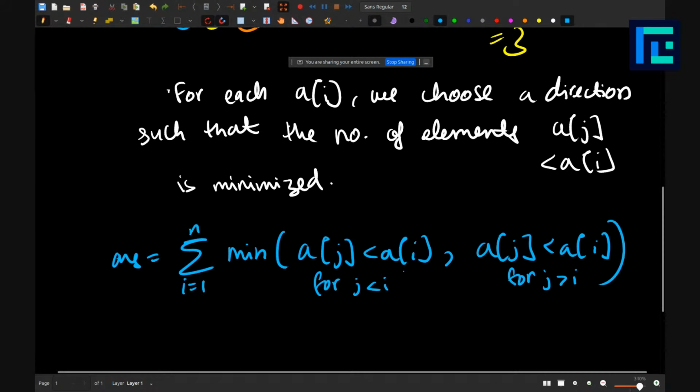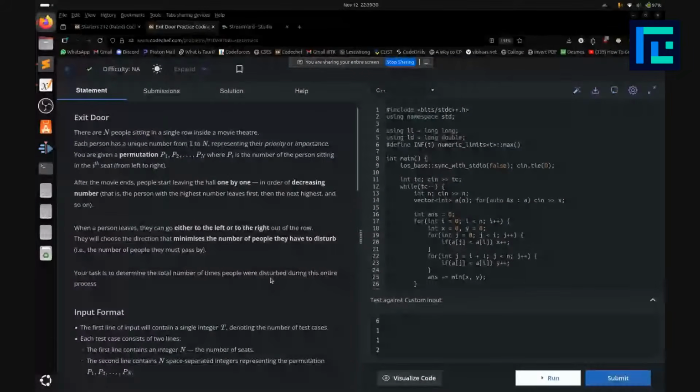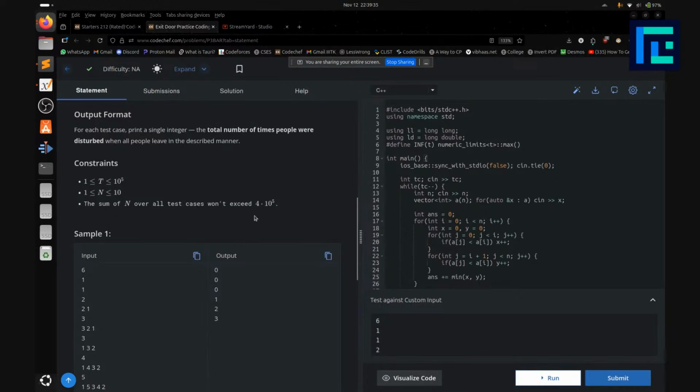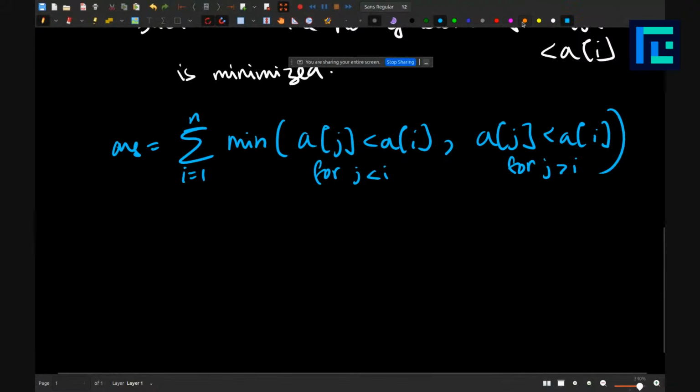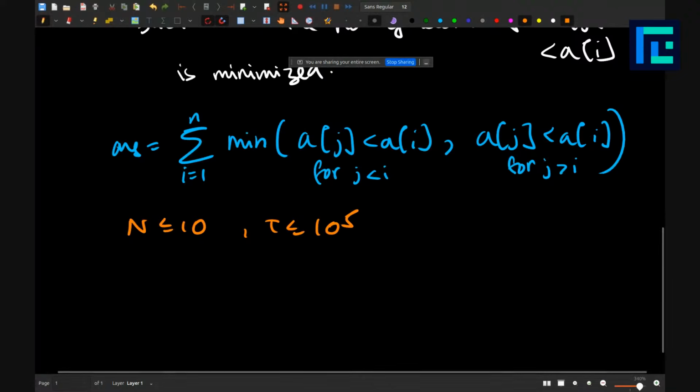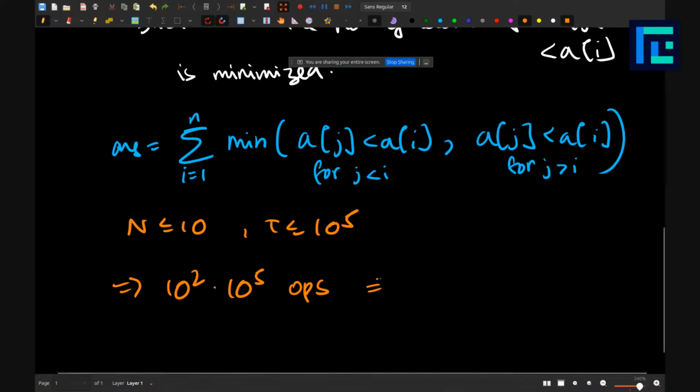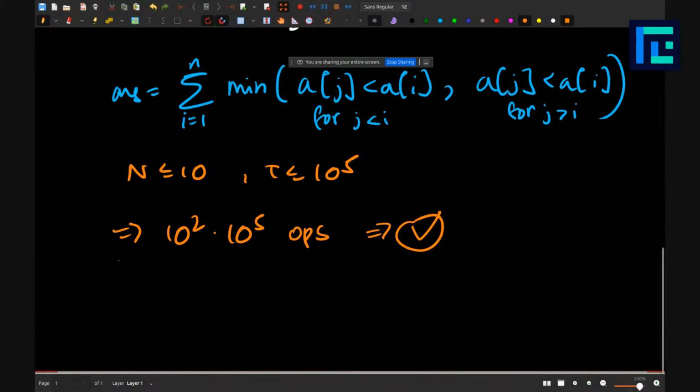And if we implement this naively, it will be big O of n squared. But as you can see, n goes up to 10 over here. So this code will pass, right? At most we will get 100 times 10 power 5 over all the test cases. So n is less than or equal to 10, and the number of test cases is less than 10 power 5. So at most we will have 10 squared times 10 power 5 operations, which is perfectly all right. Yeah. So a big O of n squared solution will pass, right? Direct big O of n squared solution. Cool.